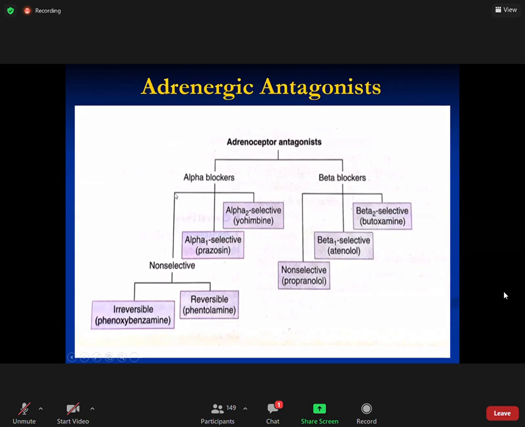You have what? Alpha and beta. Let's start with the alpha 1, which is the selective. So we have selective and non-selective, okay? The selective are prazosin and yohimbine, and non-selective are phenoxybenzamine and phentolamine. You have reversible and irreversible. Usually we favor the reversible, because the irreversible has a longer duration and might cause more side effects. Beta blockers, you have beta 1, selective, which is atenolol.